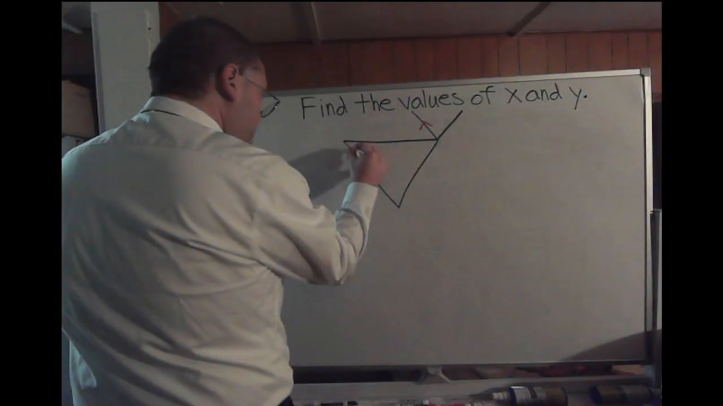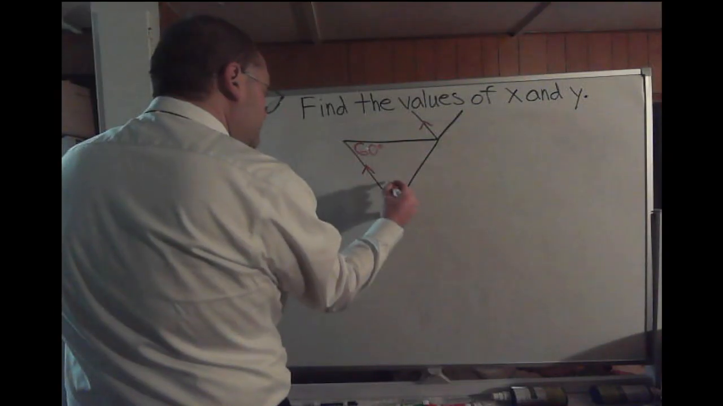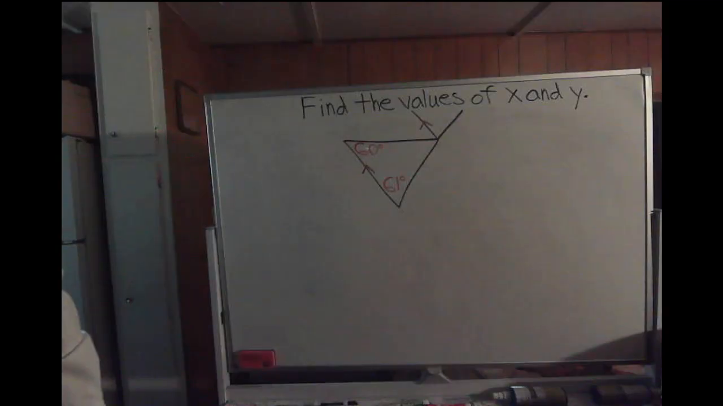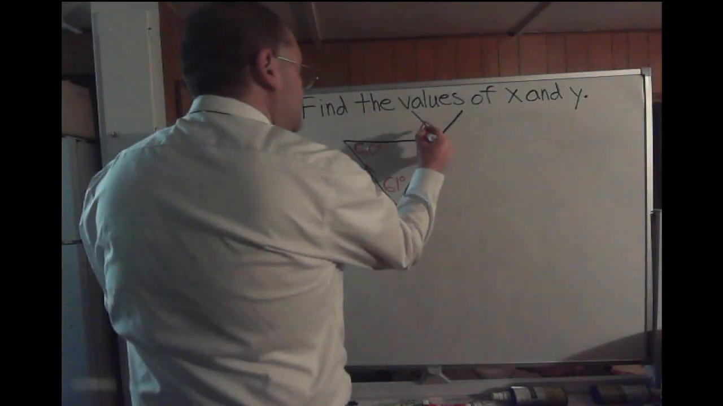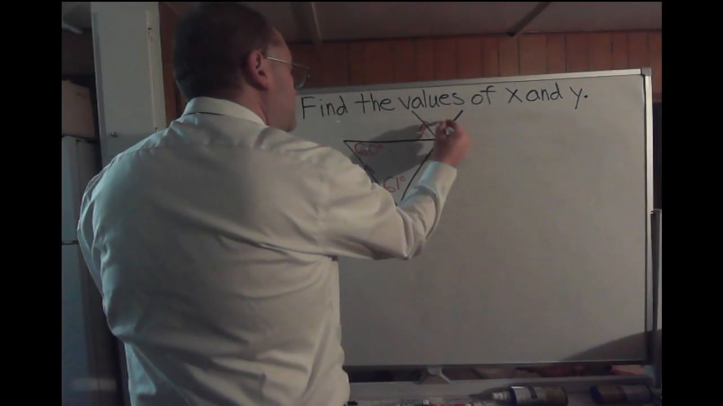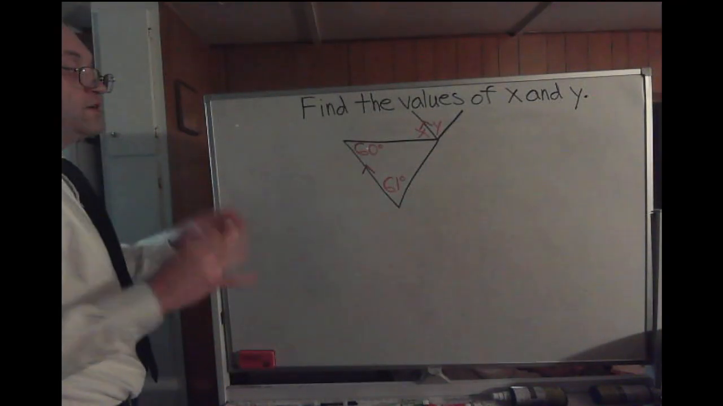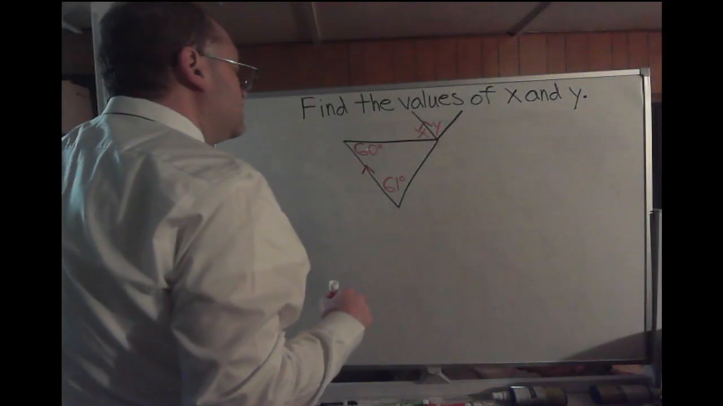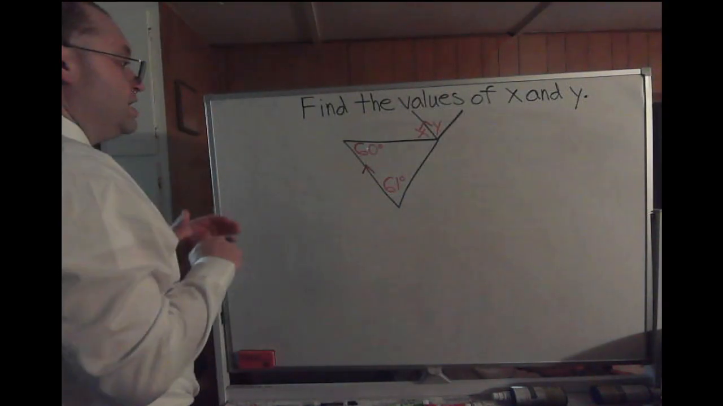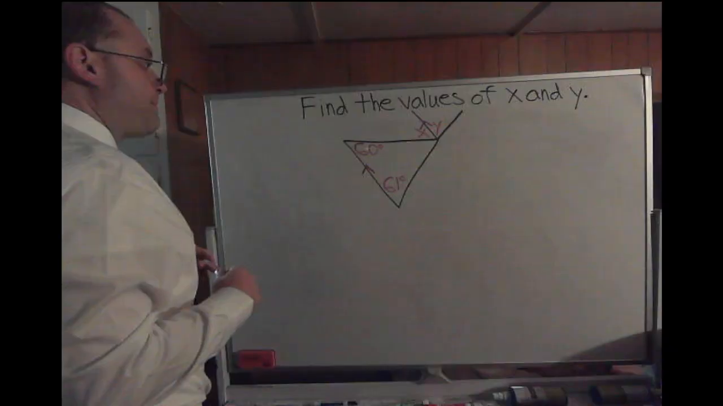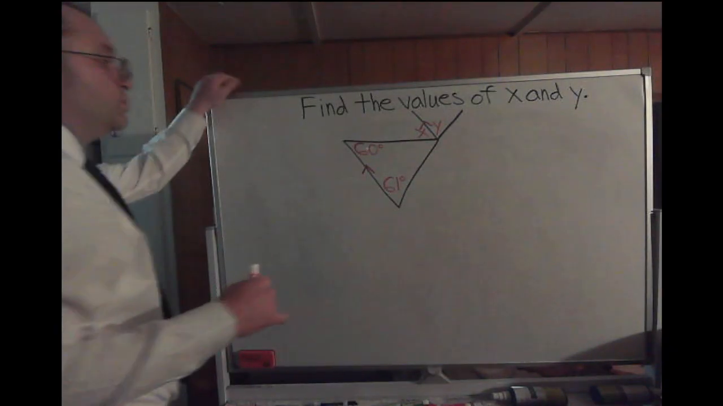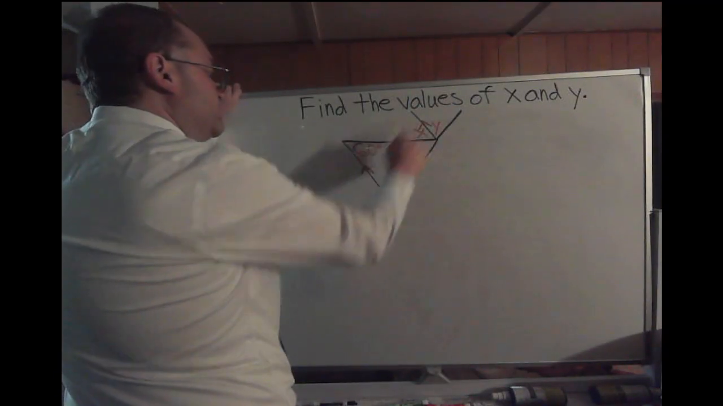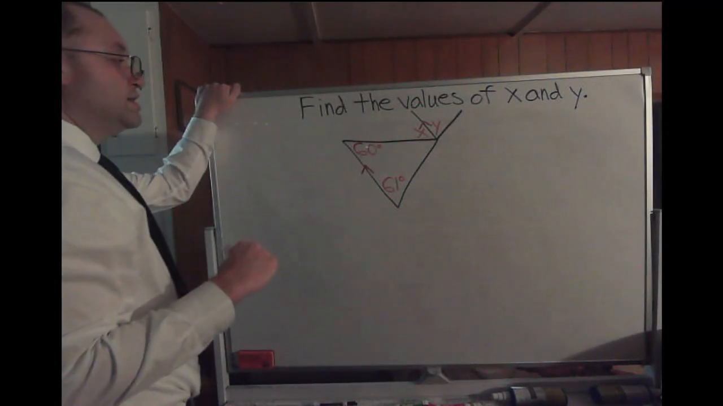This angle is equal to 60 degrees. This angle is equal to 61 degrees. This angle here is x, this one is y. We've got to figure out what are the values of x and y. Well, we know here that we have two parallel lines. This top line is the transversal between these two parallel lines, correct? Okay.